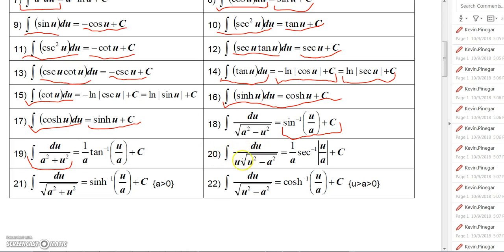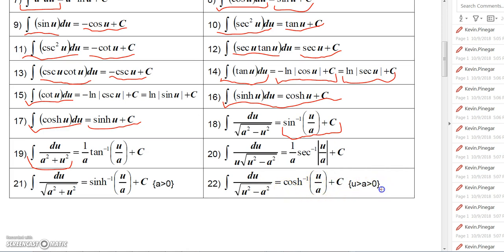Then if you integrate du over u times the square root of u squared minus a squared, that integrates to 1 over a times the arc secant of the absolute value of u over a plus a constant. And then if you have the integral of du over the square root of a squared plus u squared, that's going to equal the inverse hyperbolic sine of u over a plus a constant if a is greater than 0. And if you integrate du over the square root of u squared minus a squared, then that's going to be the inverse hyperbolic cosine of u over a plus a constant.